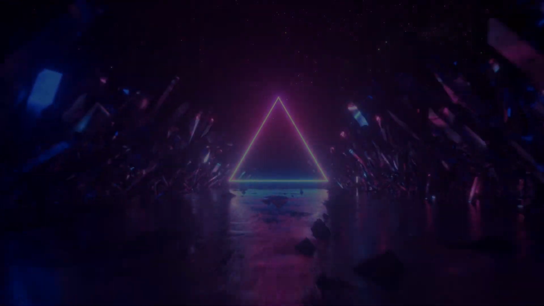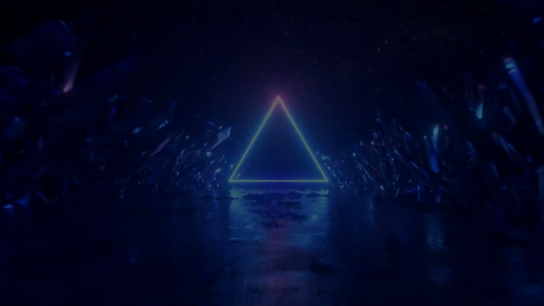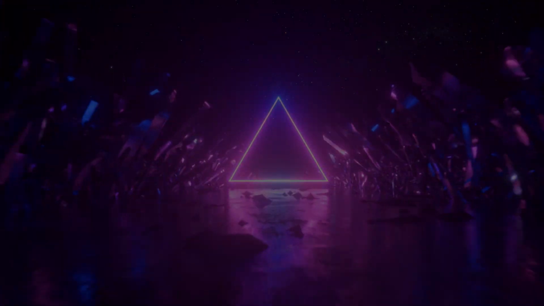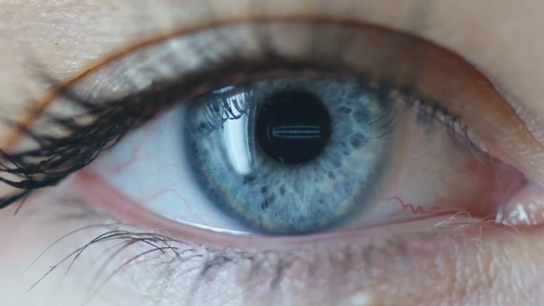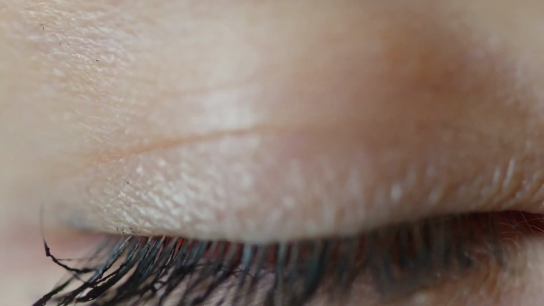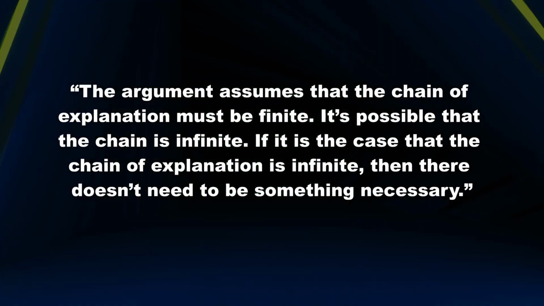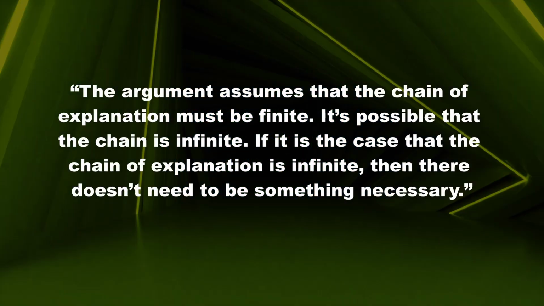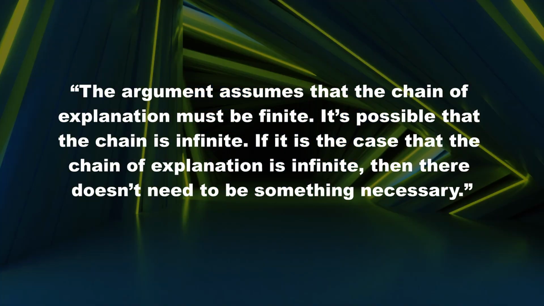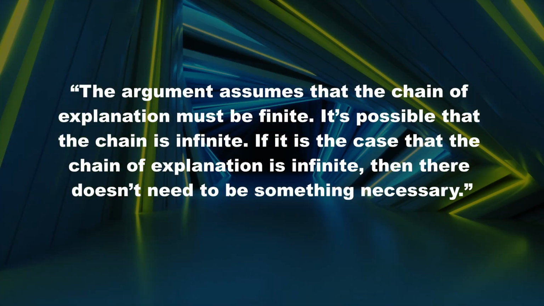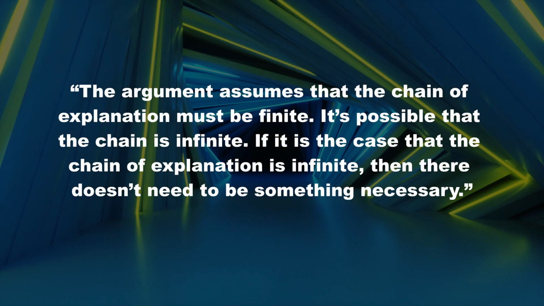It's time to test whether or not our reasoning is successful, and these tests will come in the form of objections. Objections are useful because they can shed light on issues that need elucidation and open our eyes to something we couldn't see before. Objection number 1, infinite regress. The argument assumes that the chain of explanations must be finite. It's possible that the chain is infinite. If it is the case that the chain of explanations is infinite, then there doesn't need to be something necessary.